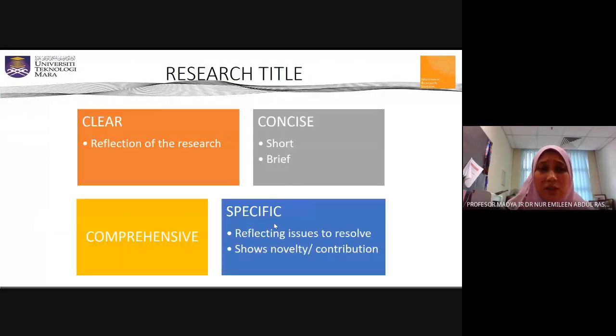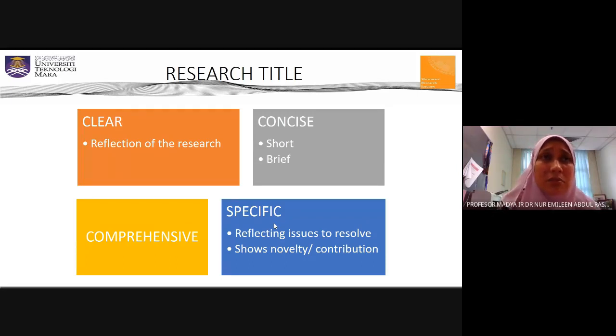Okay, robustness of the thesis. So first, kalau kita tengok thesis tu, kita ada dia punya table of contents. So the first thing is that research title lah. So the research title should be clear, concise, comprehensive and specific. So what it means by clear adalah reflection of the thesis. So if let's say the research use certain method, kalau boleh put dekat title tu method apa yang you guna. So benda tu sebenarnya reflect the examiner. So examiner dah tahu, okay, sebenarnya ini method yang dia guna. Concise, short and brief. So tak payah banyak panjang.